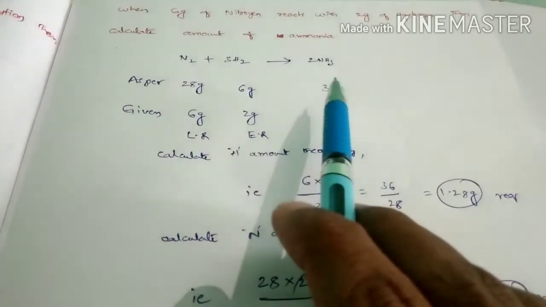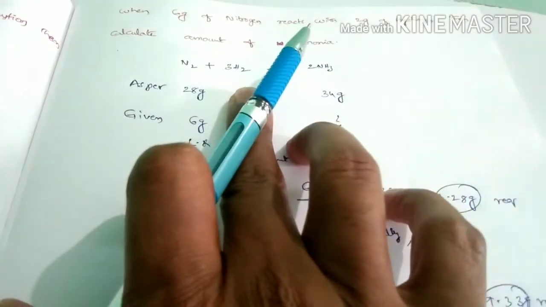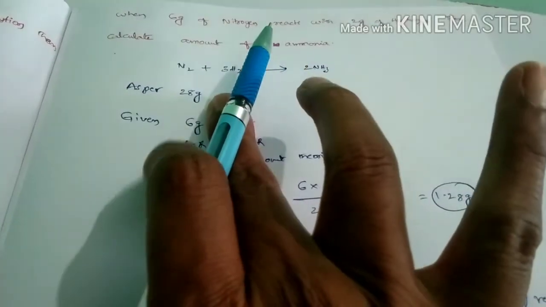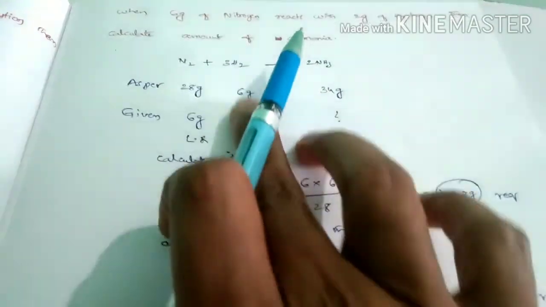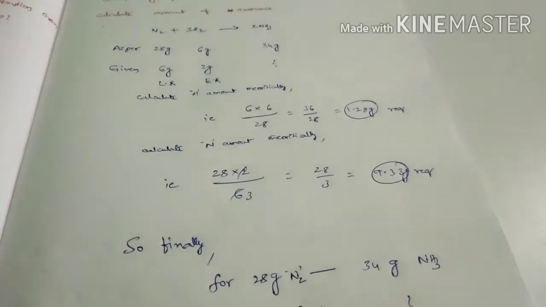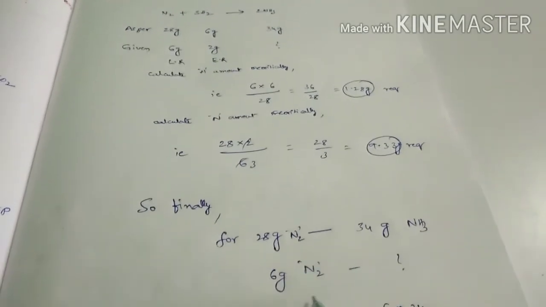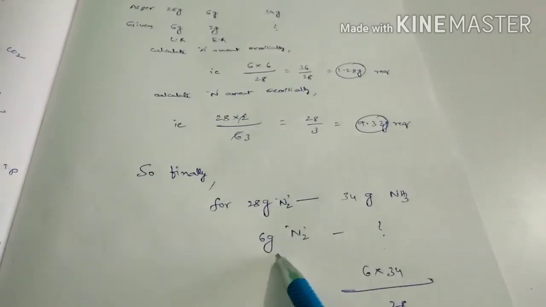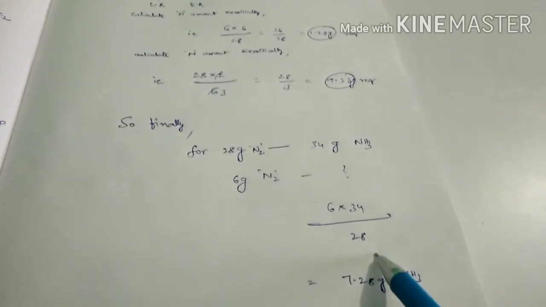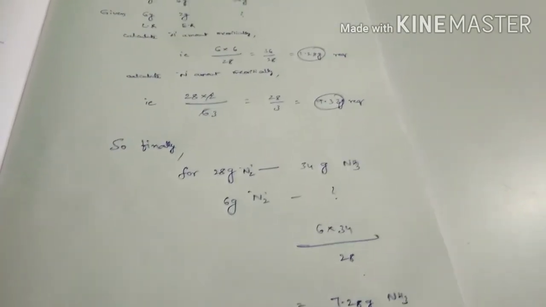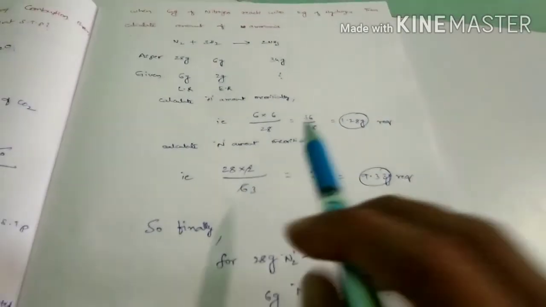While finding the product amount, we should forget about the excess reagent. So for 28 grams of nitrogen, 34 grams of ammonia is required. Then for 6 grams of nitrogen, how much ammonia is required? What is the calculation? 6 into 34 by 28. So finally 7.28 grams of ammonia will be formed.